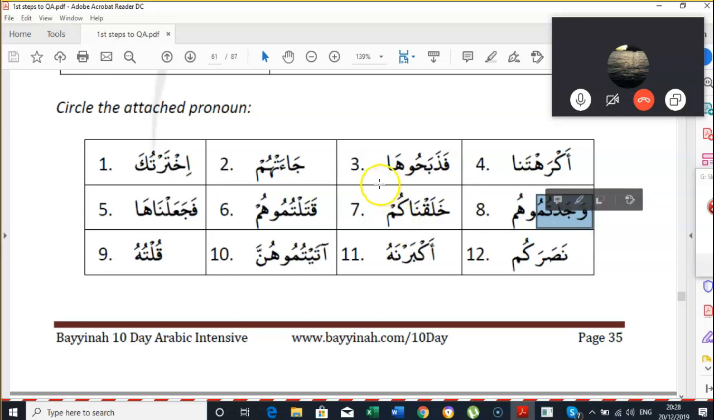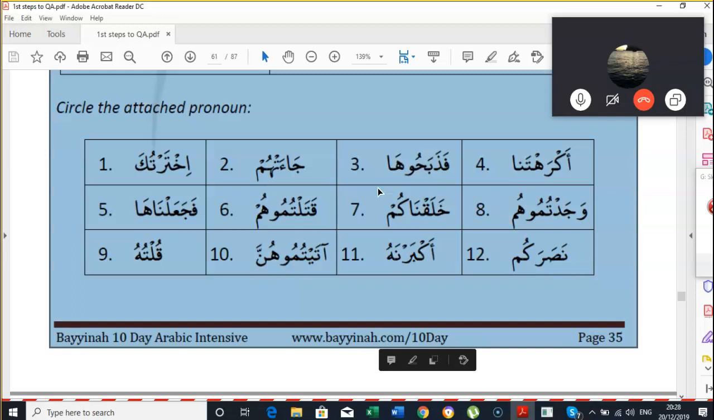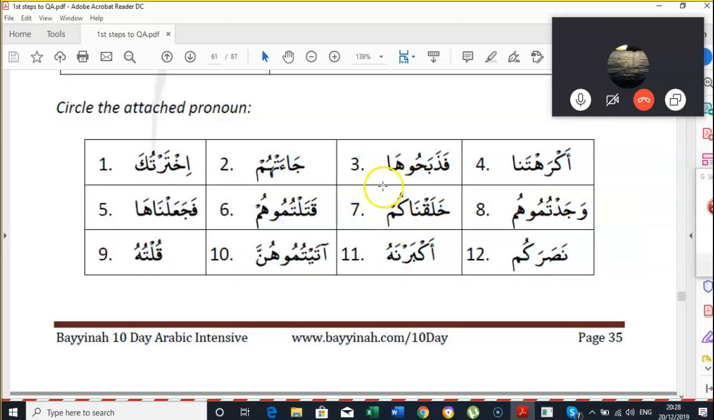Okay, number 7, khalaqnakum. Okay, kum pronoun. What do you do? Translate it, yeah? Hurry up, quickly translate it. Okay. Khalaqna, what's the translation of that? Khalaqa, to create. Khalaqa means to create. Al-Khaliq.